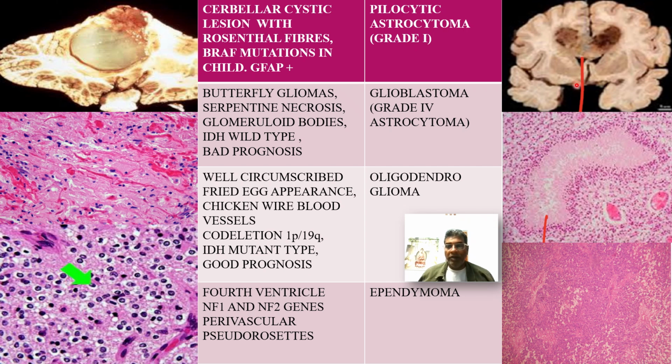This is glioblastoma multiforme. See, if you draw an imaginary line, you can appreciate a butterfly. So these are called butterfly gliomas. And this is serpentine type of necrosis with peripheral pseudo palisading of the nuclei. Serpentine necrosis. And these are glomeruloid bodies. And in the ependymoma, you can appreciate the perivascular pseudorosettes.